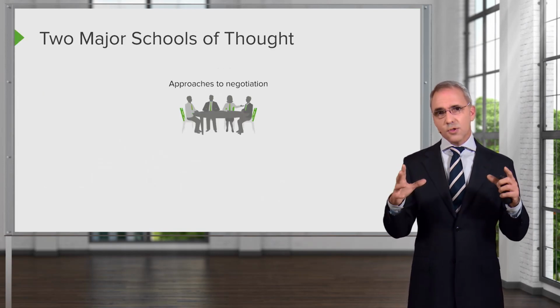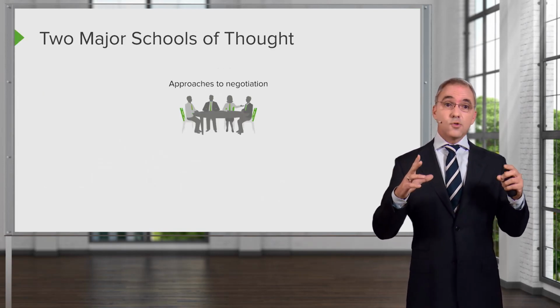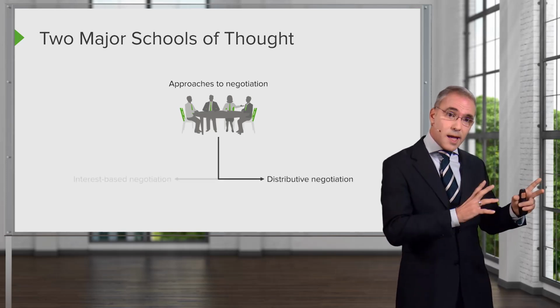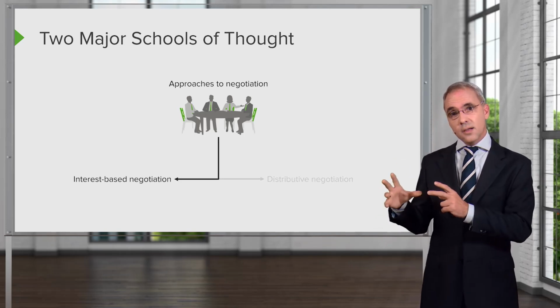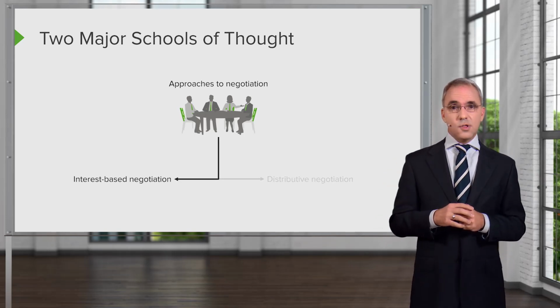Now, within the negotiation world, we have what's called two approaches. On the one side, we have what's called distributive negotiation. On the other side, we have what's called interest-based negotiation. Now, imagine that Barbara wants to take a more distributive approach.